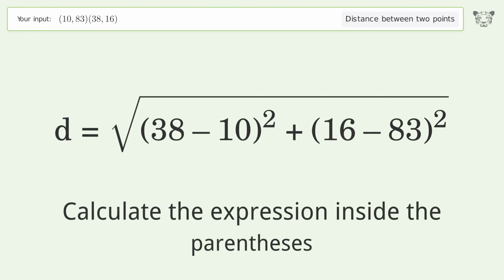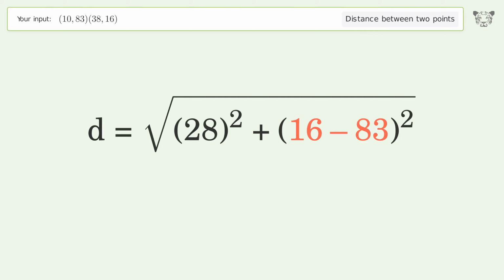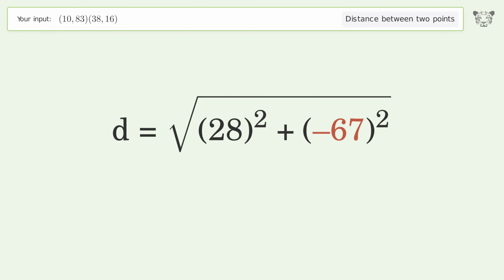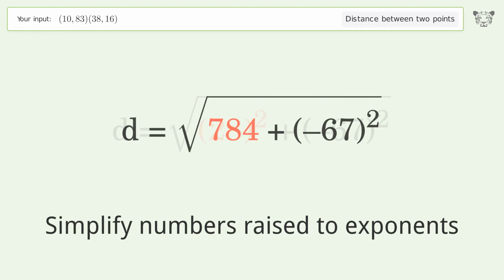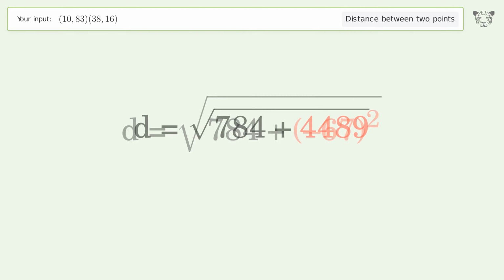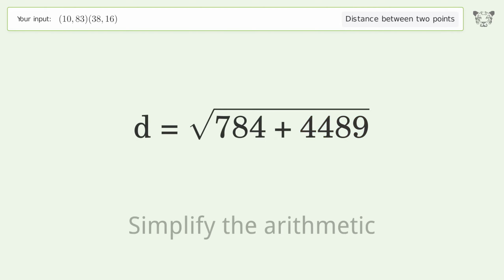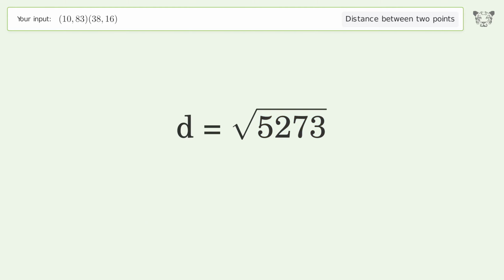Calculate the expression inside the parentheses. Simplify numbers raised to exponents. Simplify the arithmetic. And so the distance between the 2 points is the square root of 5,273, or 72.615.